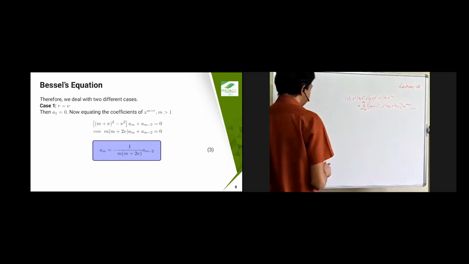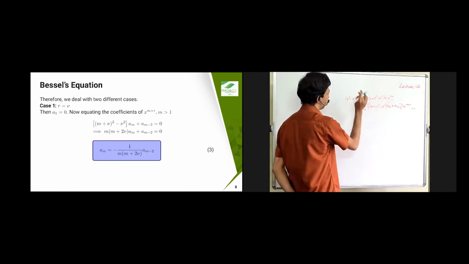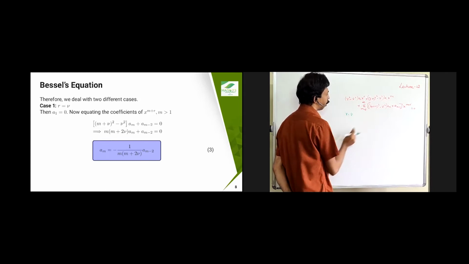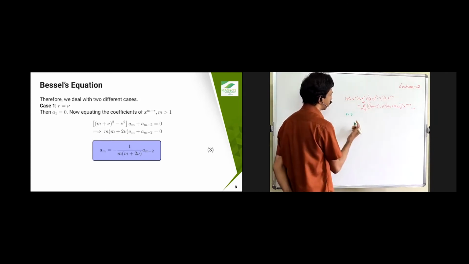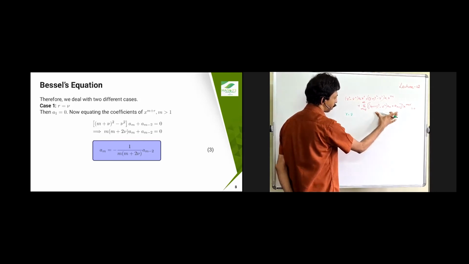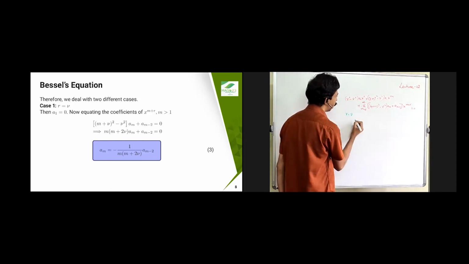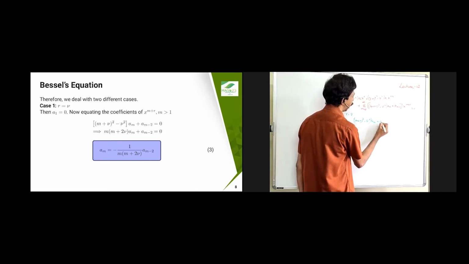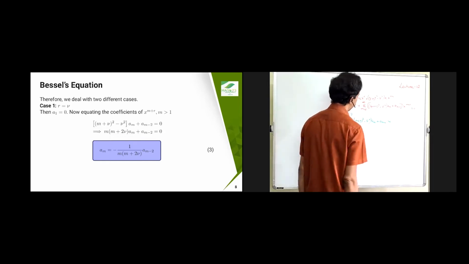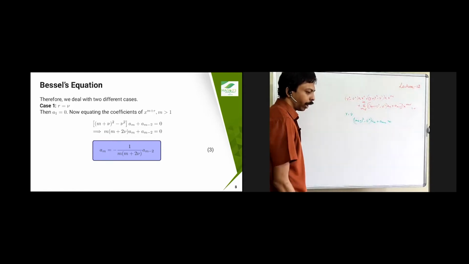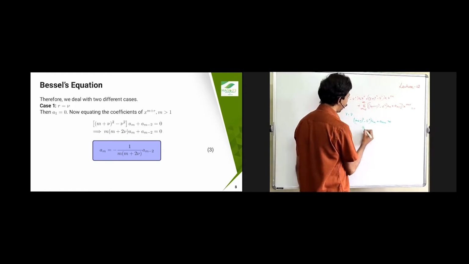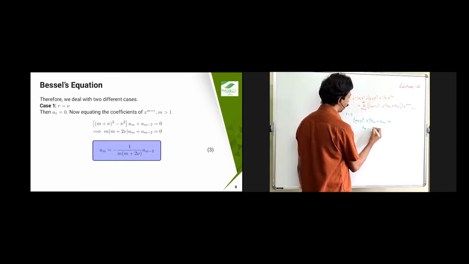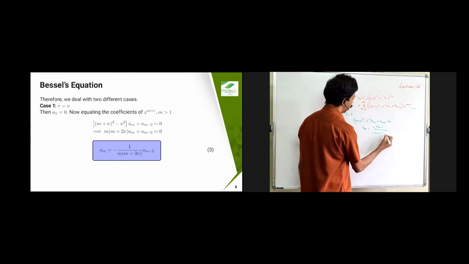After solving these two equations, we got r equal to nu. So I have to use r equal to nu over here. Now I have to compare the coefficient of x power m plus r. If I compare that, then I am going to get (m plus r) whole square minus nu square into am plus am minus 2 equal to 0. Therefore, am equal to minus am minus 2 divided by (m plus r) whole square minus nu square.